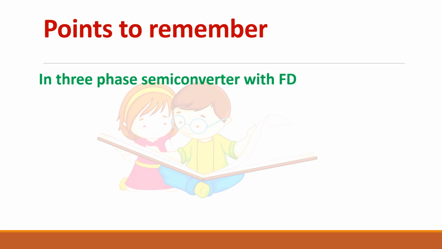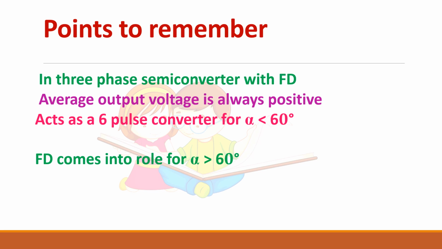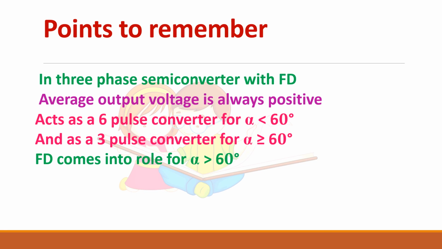So the points to remember here are, in a three-phase semiconverter, output voltage is always positive. The freewheeling diode comes into role only for alpha greater than 60 degree, and this acts as a 6-pulse converter for alpha less than 60 degree and as a 3-pulse converter for alpha greater than 60 degree. Because we have seen that for alpha equal to 0 and 15 degree you get 6 pulses, but for alpha equal to 60 degree and 90 degree you get only 3 pulses in the output.